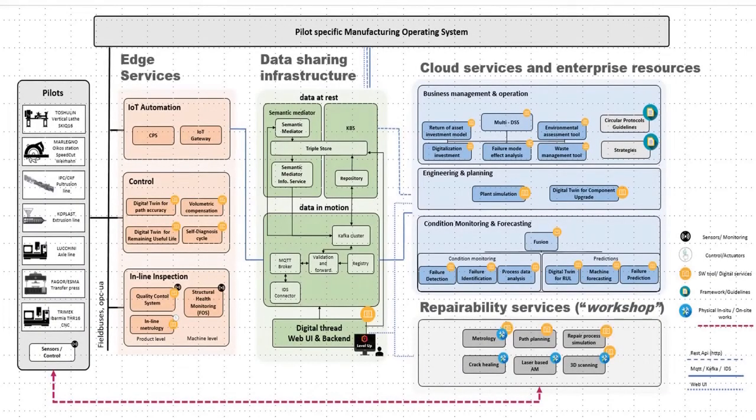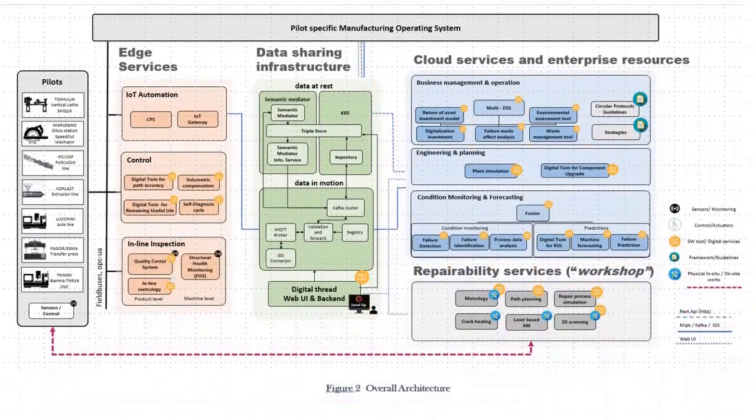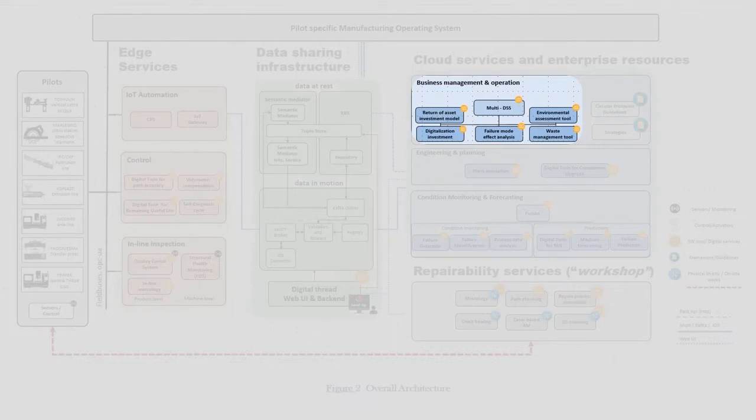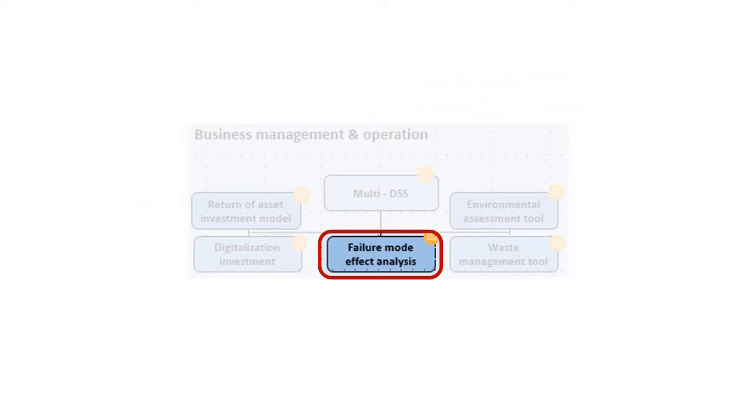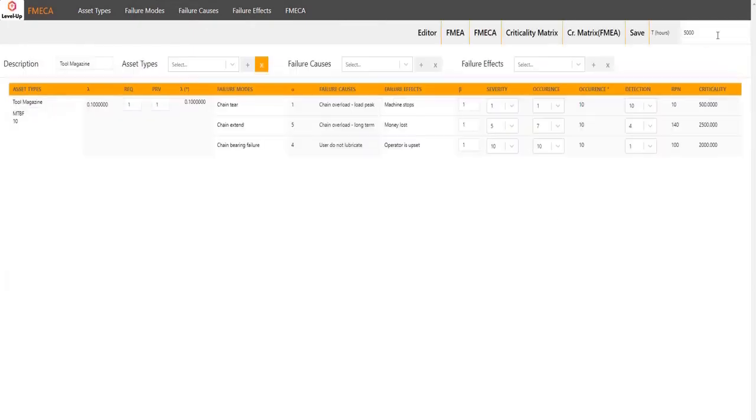We are focusing on the business management and operation block, and specifically in the multi-DSS area of the architecture. We look into the FMECA tool. In the previous version of the FMECA application, we can define failure modes, causes and effects and assets, and then combine them in an FMECA analysis table.